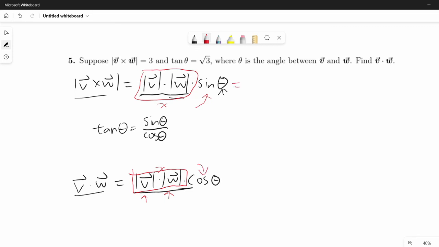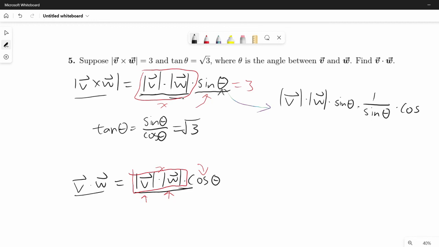So we're given this equal to 3, and we're given the tangent equal to √3. So there's a very simple way of converting this sine to the cosine. So you can just get the dot product straight away, right? So if we take the length of v times the length of w times sine theta, and divide this by sine, right, 1 over sine times cosine theta, then the sines cross out, and we're left with just cosine theta, and magically that is what we want, right?